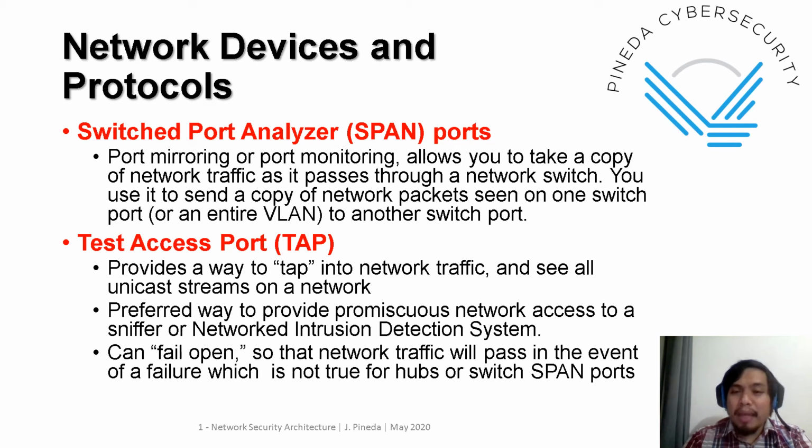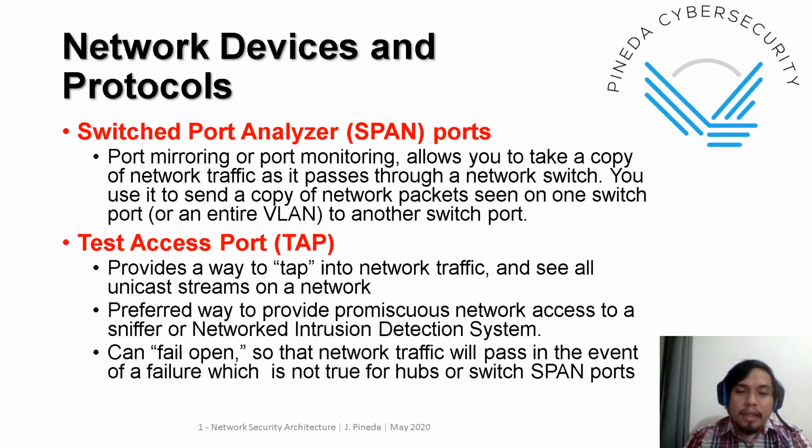And then we have span ports, and TAP or test access ports. So when we say span ports or port mirroring, this allows you to take a copy of network traffic as it passes through a network switch. So again, because it has a collision domain per interface, once you tap and run a sniffer, you won't be able to sniff other traffic aside from yourself. So you would like to be able to sniff all the traffic, especially if you use security tools like an intrusion detection system. So you're going to use a span port.